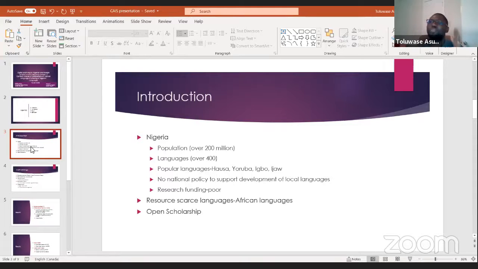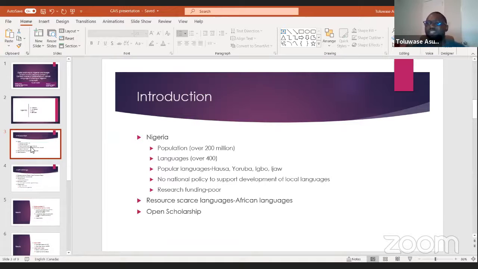The situation in Nigeria can be contrasted with South Africa, where there is a national policy on language. 10 of the South African languages are national languages, and they have a human language technology framework for developing their languages and providing resources in them. In fact, in their libraries, there are books in these languages. Unlike Nigeria, where there is no national policy or ad hoc research funding source for researchers who want to work on these languages.